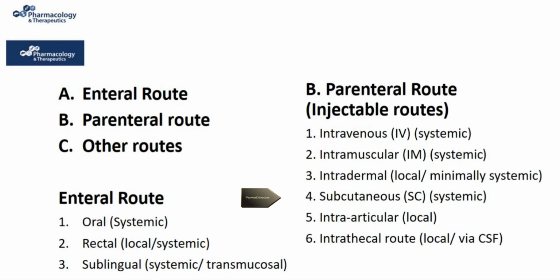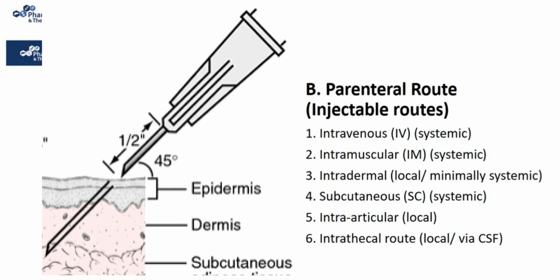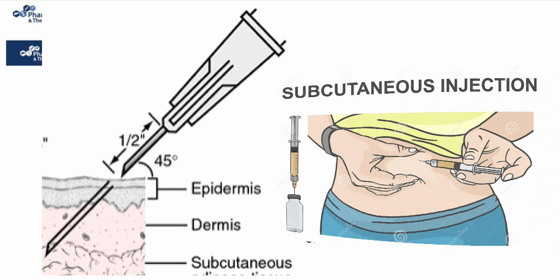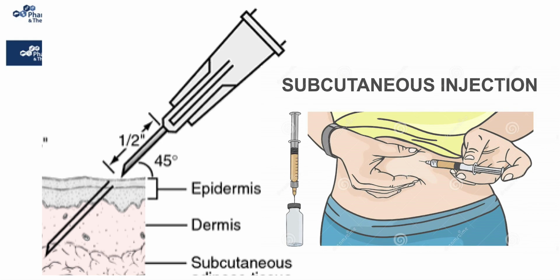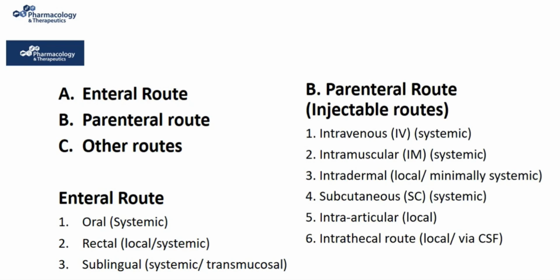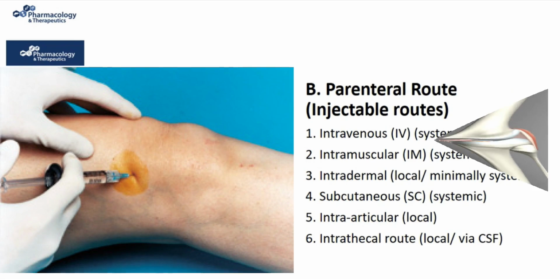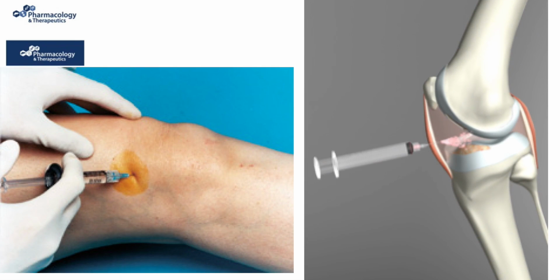Subcutaneous route. In this route, the drug is injected into the subcutaneous tissue, which is made up of fat and connective tissue and lies under the dermis. Intra-articular injections, where the needle is inserted into the joint space and the drug is delivered locally into the joint.